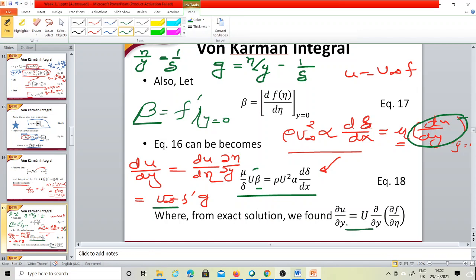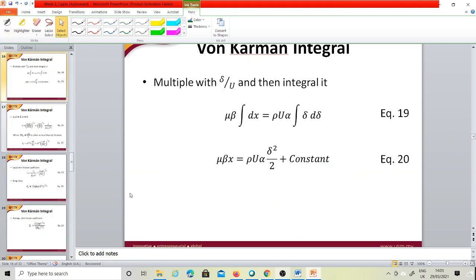So now what we get, now you have this expression, right? Then we need to integrate this one. You need to solve this equation. Which equation? Equation number 18. You need to solve this. So how are we going to solve it?